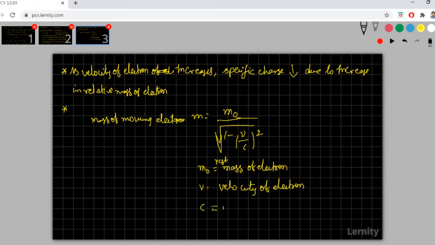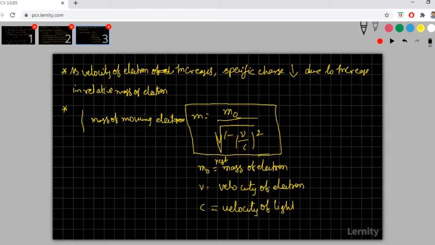What is the velocity of light? You know the value: 3 into 10 power 8 meter per second. So this is the most important formula: m equal to m naught by root of 1 minus (v by c) whole square. Mass of the moving electron, where m naught is the rest mass of the electron.